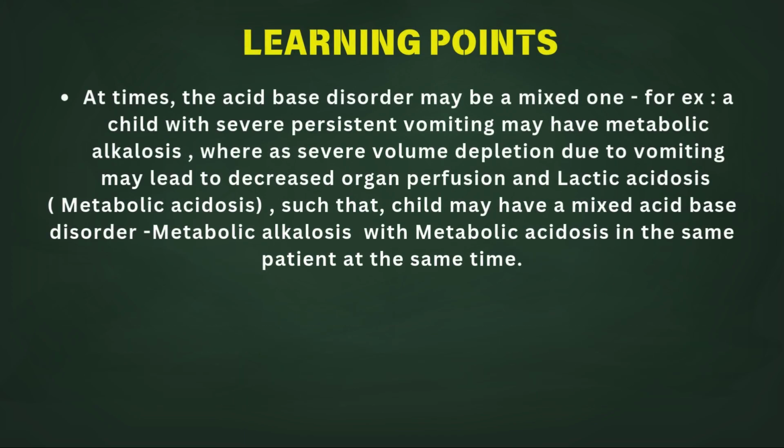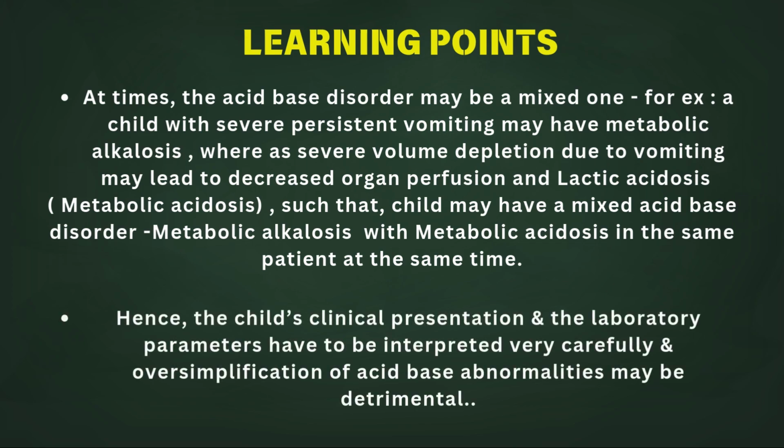At times, things may not be so simple and straightforward. For example, a child with severe persistent vomiting will be having metabolic alkalosis. However, he may be having severe dehydration and intravascular volume depletion, which leads to decreased end organ perfusion and lactic acidosis. This lactic acidosis will falsely decrease the blood pH and mask the severity of underlying metabolic alkalosis, leading to its undercorrection. In the same scenario, this may lead to a mixed acid-base disorder, wherein the child is having both metabolic alkalosis and metabolic acidosis secondary to lactic acidosis at the same time.